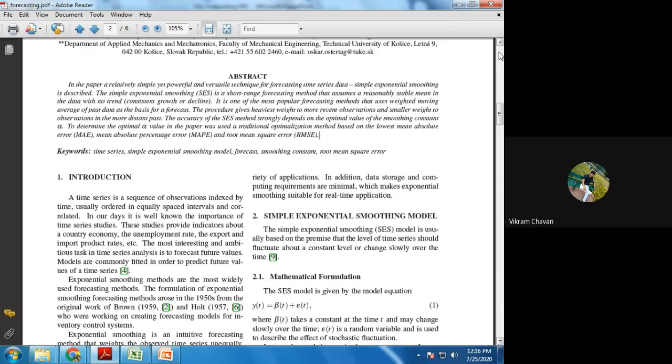So we'll stop here. Just go through this particular paper.